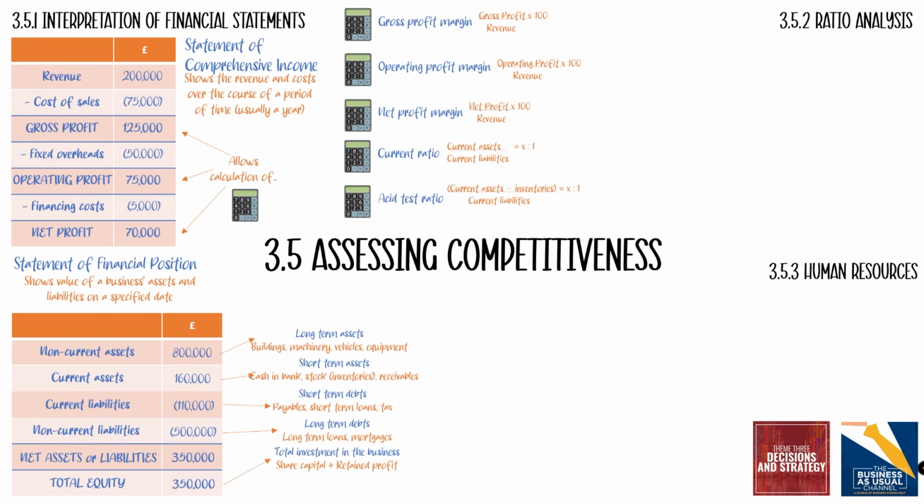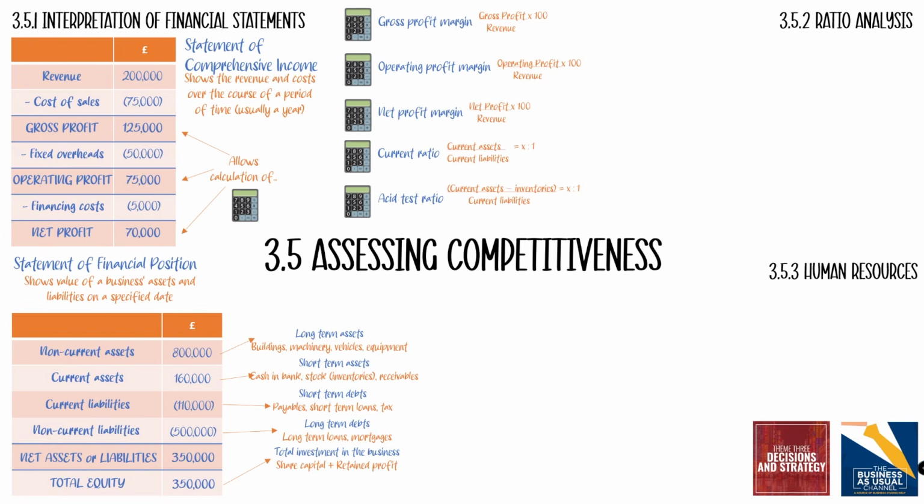The acid test ratio is the same, but we take away stock because stock isn't a very reliable asset. We might not sell stock for a variety of reasons. It could be that it becomes perishable if it's a food product. It could be that it becomes obsolete if it's a technology product. It could be that it's out of fashion if it's a fashion-related product.